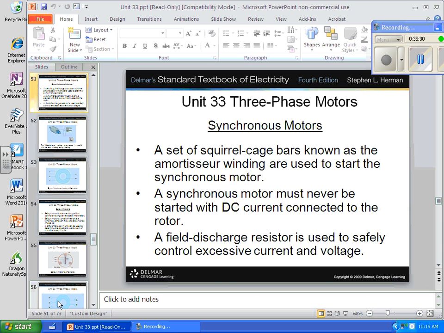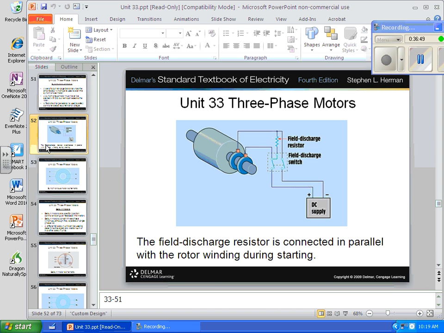The squirrel cage bars, known as the amortisseur windings, are used to start the synchronous motor. A synchronous motor must never be started with DC current connected to the rotor, and a field discharge resistor is used to safely control excessive current and voltage. Field discharge resistors are connected in parallel with the rotor winding during starting.